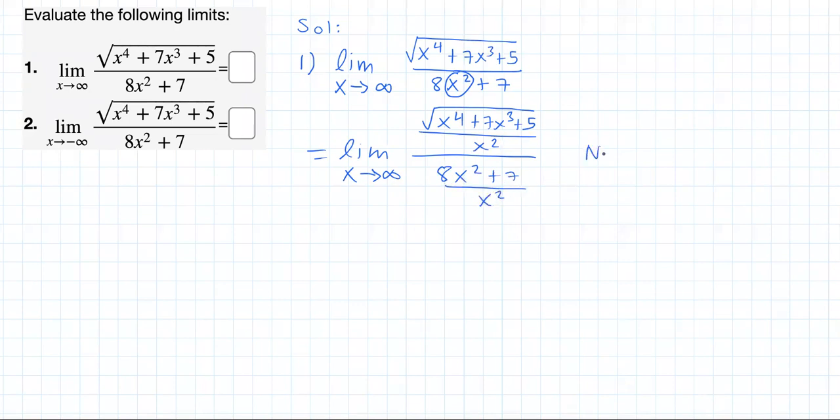Now, note, the square root of x to the 4 power is the same as the square root of x squared squared, same as the absolute value of x squared. And since this is always positive, regardless of the value of x, positive or negative, this is just x squared, right? Let's write here, positive. Okay, great. So now, next, I will continue doing the algebra here.